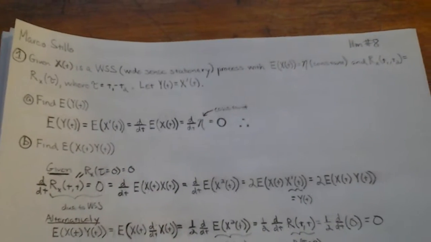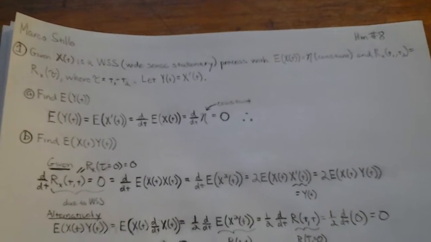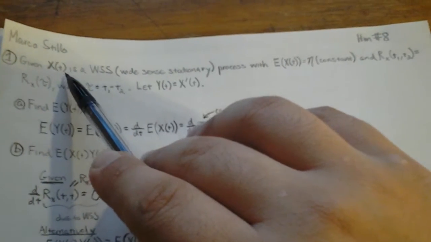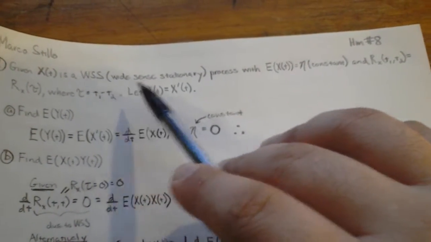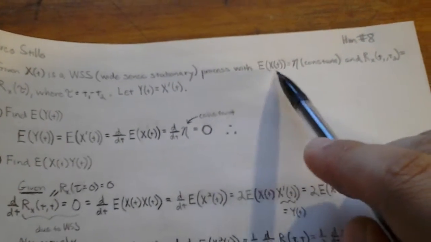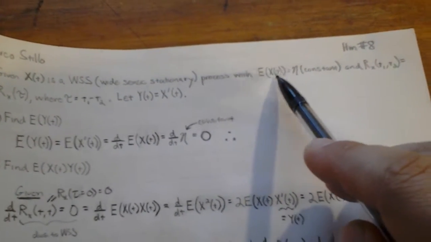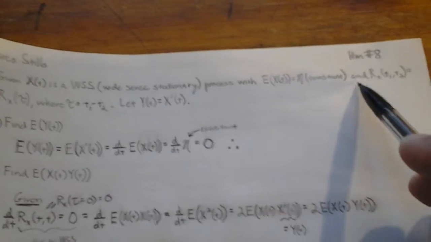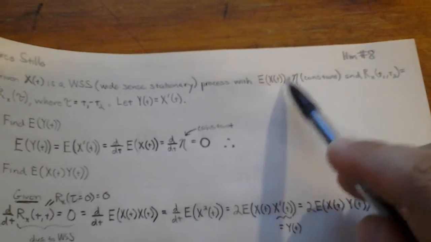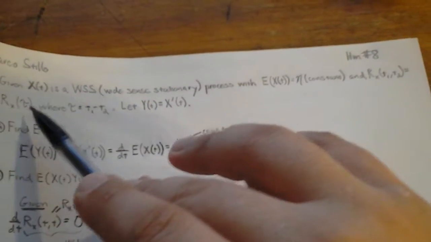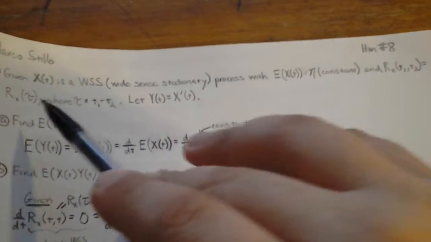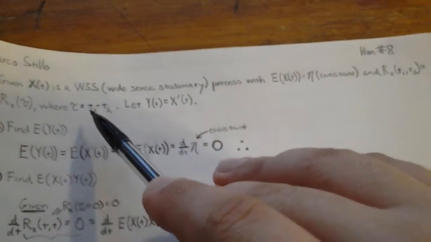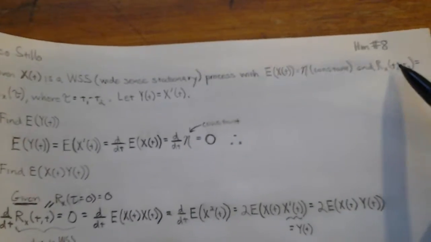Alright, today we're going to be doing problem number 1 of homework number 8. Problem number 1 reads: given this variable x(t) is a WSS, or wide sense stationary, process, in which case the expected value of x(t) is equal to some constant, n, and the autocorrelation of x between two time points is a function of the difference of those time points, t1 minus t2.